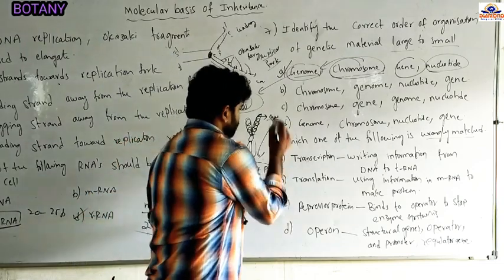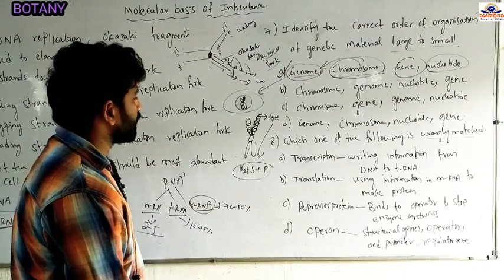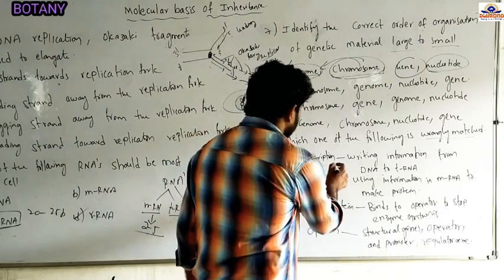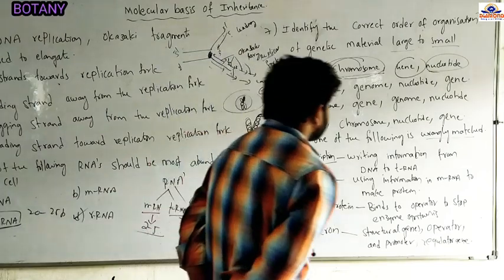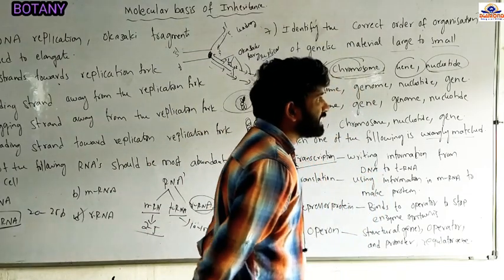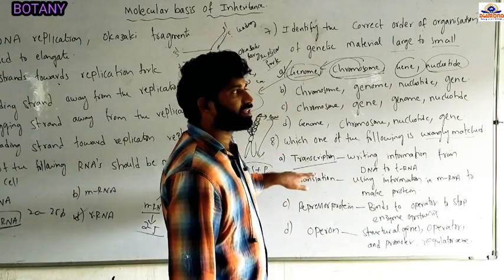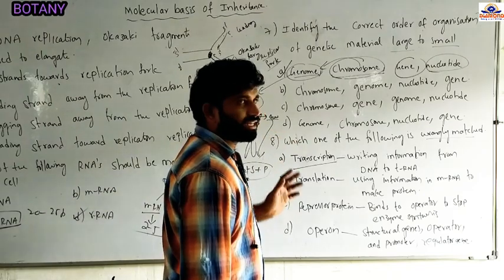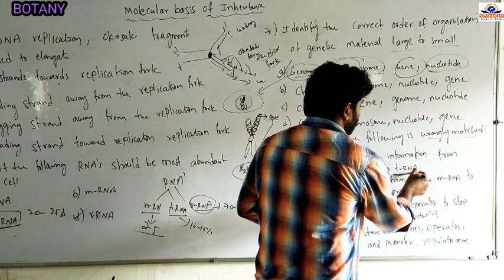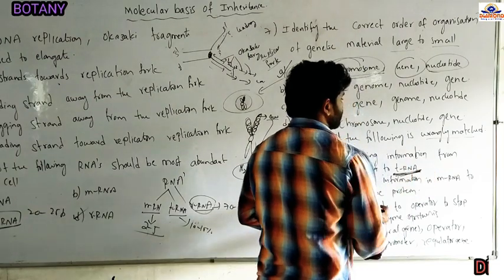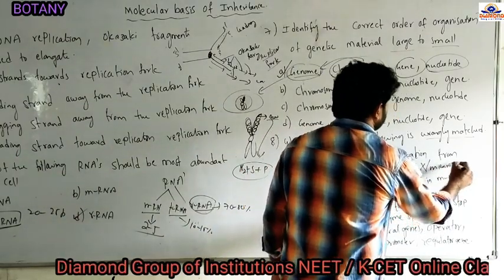The next question: which one of the following is wrongly matched? Options are given. Transcription: writing information from DNA to tRNA. Transcription means synthesis of RNA from the DNA, and that RNA we call mRNA. But they gave transcription as writing information from DNA to tRNA. That is not transcription; instead of tRNA, it should be mRNA.